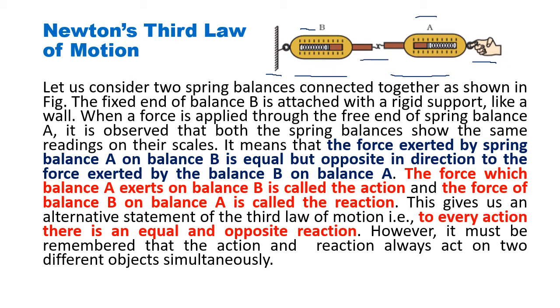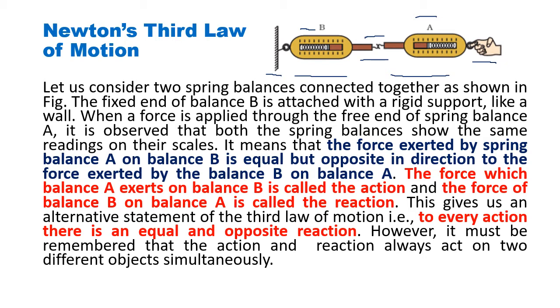At the same time as this A is pulling the spring of B, at the same time B is also pulling the spring of A, and both the readings are same. So you can see in the figure that the readings are the same. What you can see, the spring B is attached to a rigid support like a wall.